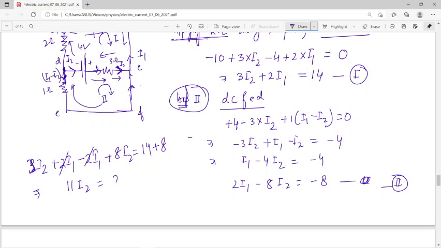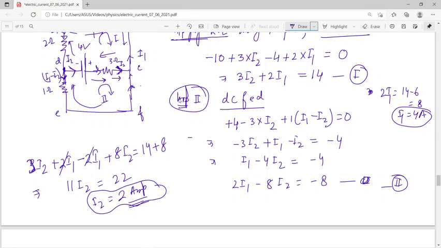I2, that is, I2 is equal to 2, I think so. So the current I2 equals 2. If I2 comes as 2, then if we place it in equation number 1, 3 into 2 is 6, that means 2I1 is equal to 14 minus 6, that is 8, so I1 is equal to 4 ampere. So I1 is equal to 4 ampere and I2 is equal to 2 ampere, that will come out.